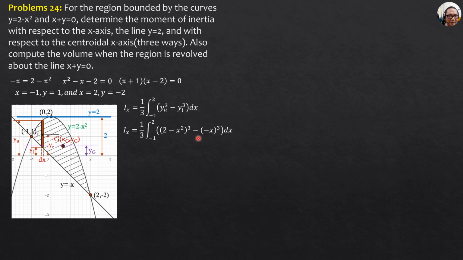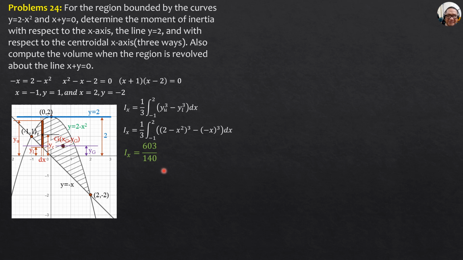For those who don't want to use the calculator, you expand the binomial, and this one is simply x cubed plus x cubed. Then substituting into the high-tech calculator, we obtain Ix equals 603 over 140.